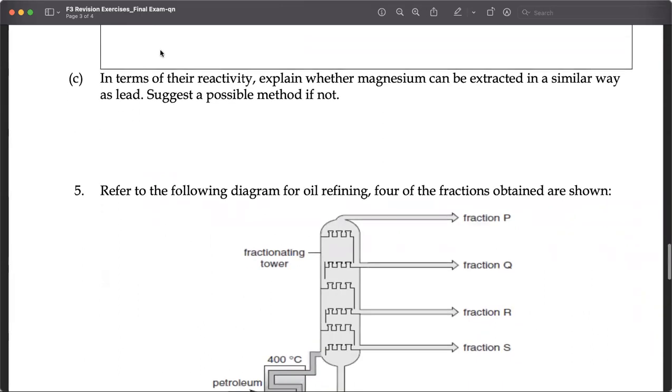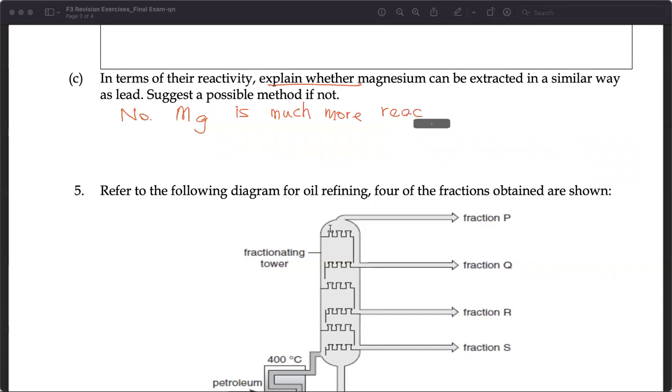Question C. In terms of their reactivity, explain whether magnesium can be extracted in a similar way as lead. So if we take a look at magnesium, magnesium occupies a much higher reactivity than lead. As a result, the first thing is to suggest the possible method if not. So to explain whether, we have to state whether first. No. Magnesium is much more reactive than lead.